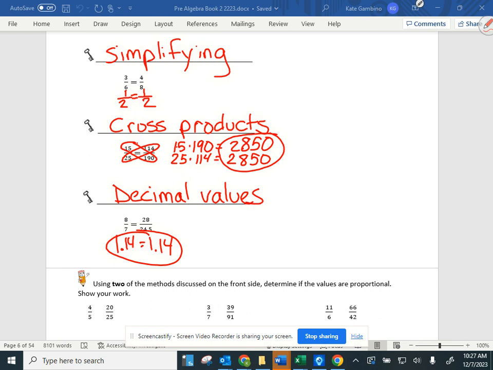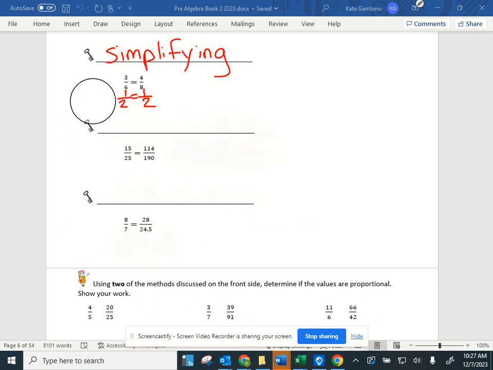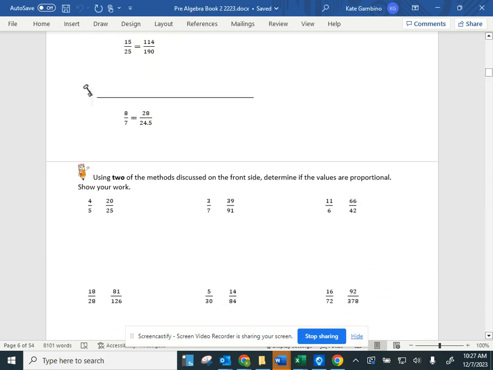But if we go to look at our assignment on the next page, we don't know if they're a proportion or not.